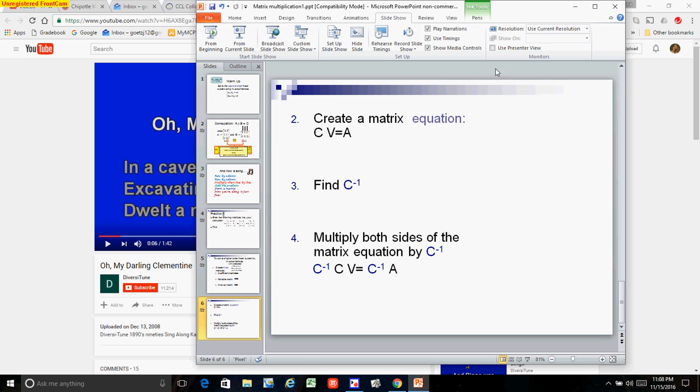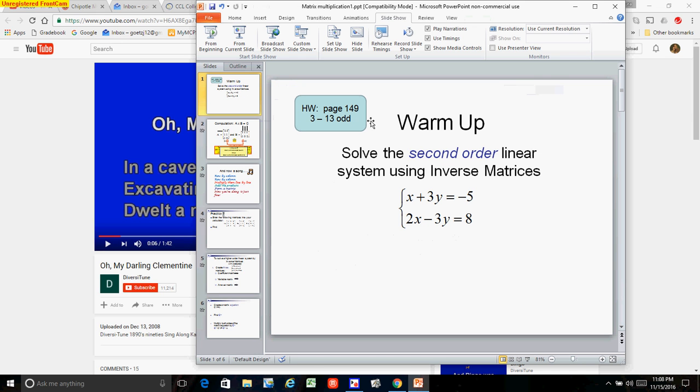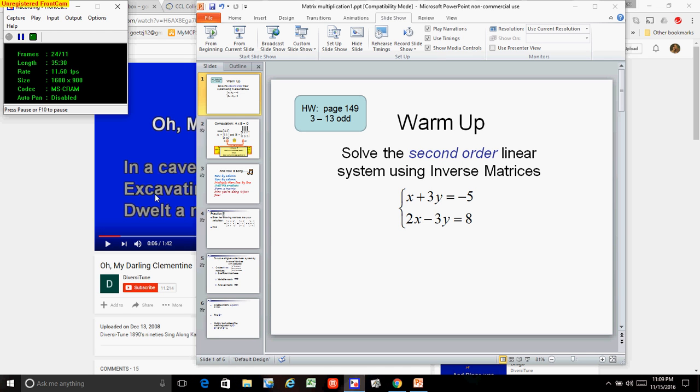Alrighty. So, have fun with your calculator and doing this work. Don't get too frustrated with your calculator. It just takes practice. Don't forget all these problems, 3 through 13 odd, and I think 13 is the one that is a 4x4 to solve. Alright. Have a great evening.